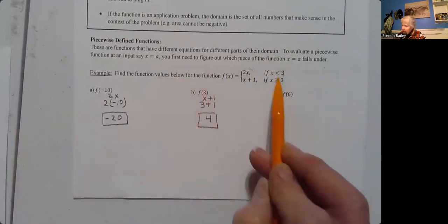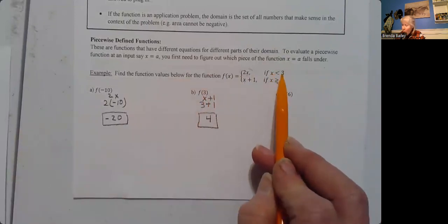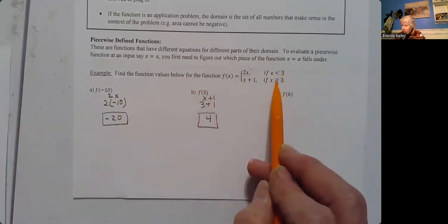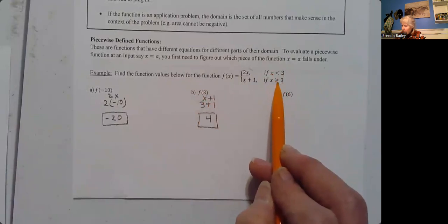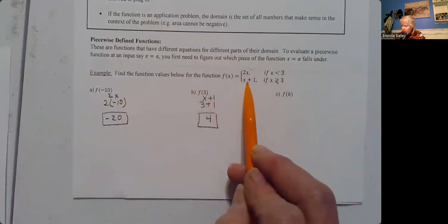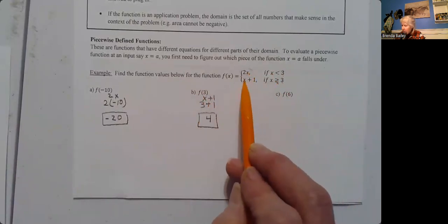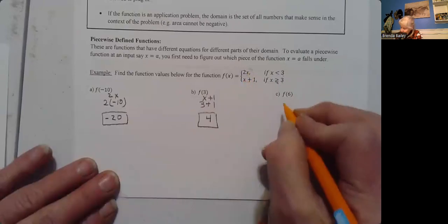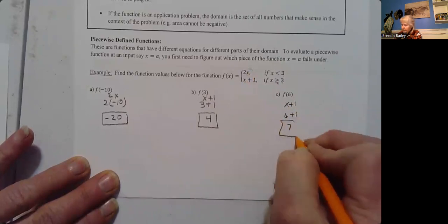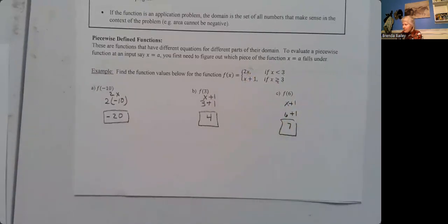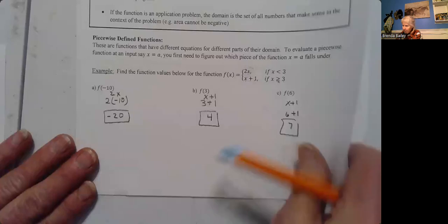6. Is 6 less than 3, or is 6 greater than or equal to 3? Well, 6 is greater than or equal to 3, so you put the 6 into this one, not this one. 6 plus 1. All right, so it's not too bad. I don't know if there's another example. Yes.